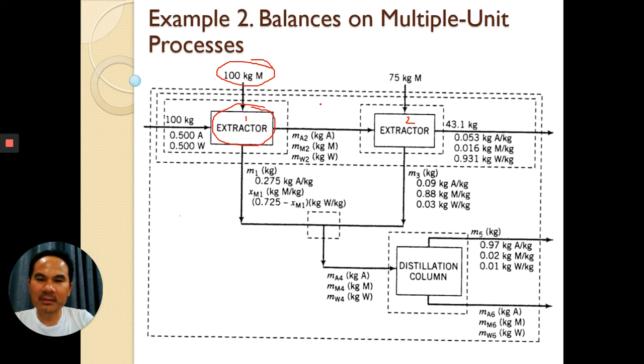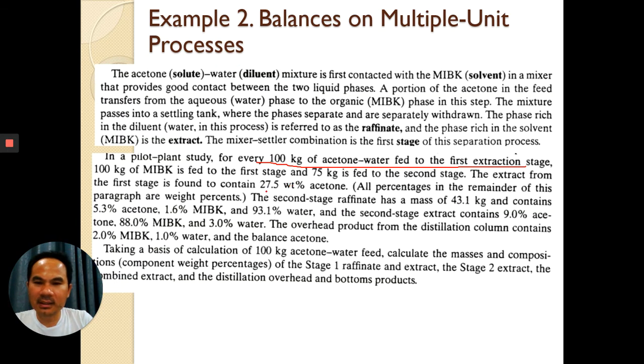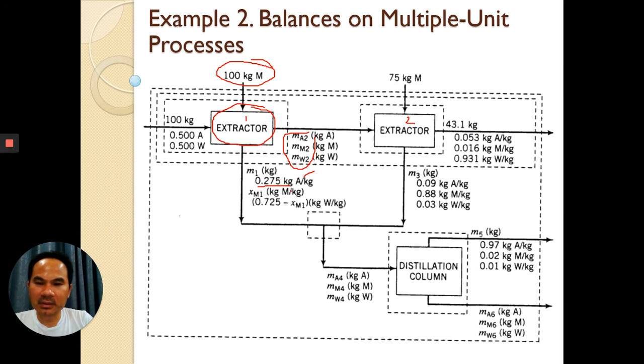This is the extract phase. In the raffinate phase, we don't know the composition, so the masses of acetone, M, and water we denote by MA2, MM2, MW2. The product extract phase has M1 as the total mass, and we know the mass fraction of acetone in this phase: 27.5 weight percent acetone.